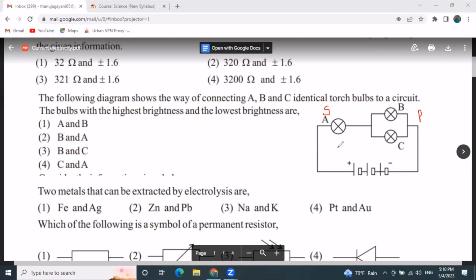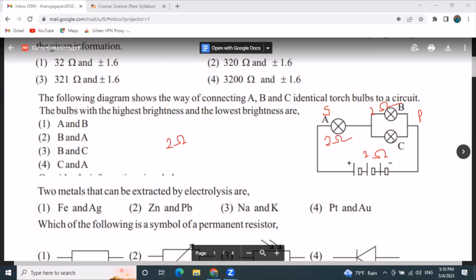As an example, if we consider the resistance at point A is 2 ohm, the resistance of B is also 2 ohm, and the resistance value of C is 2 ohm. So if we calculate the resistance of those points, here the resistance at A is 2 ohm.